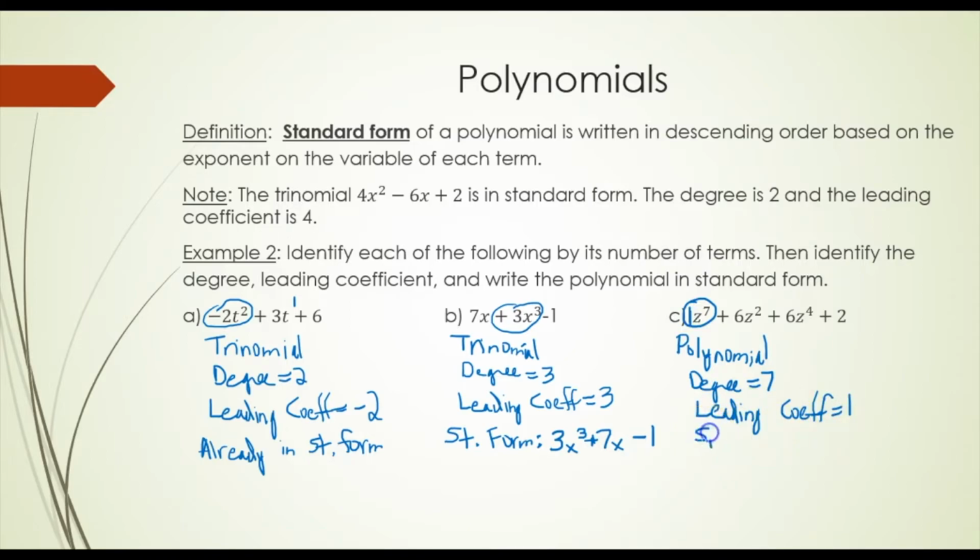And then let's talk about standard form. Obviously the z to the 7th does come first, but then the plus 6z to the 4th, plus 6z squared, and then plus 2. So that is identifying polynomials and listing lots of information about them.